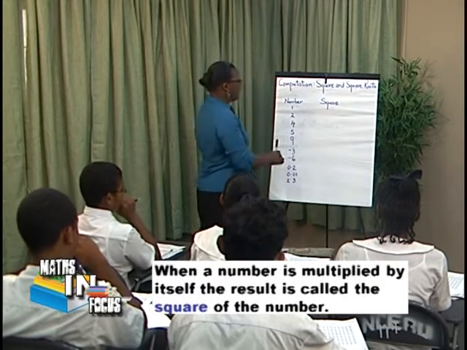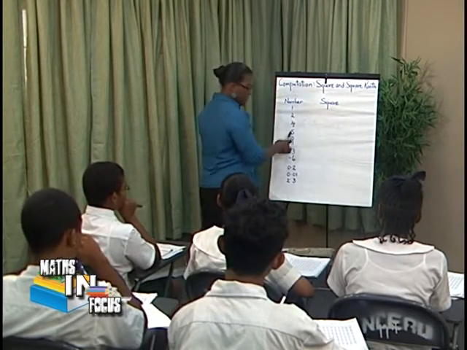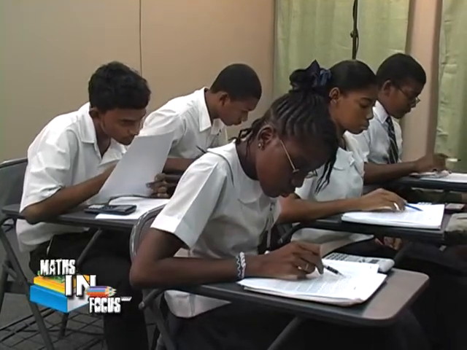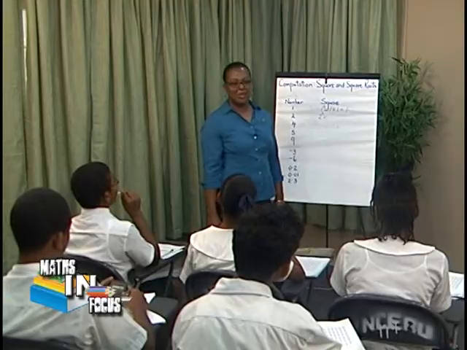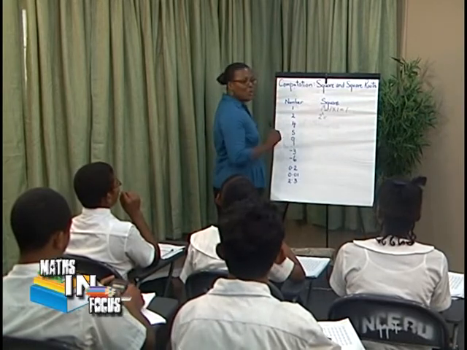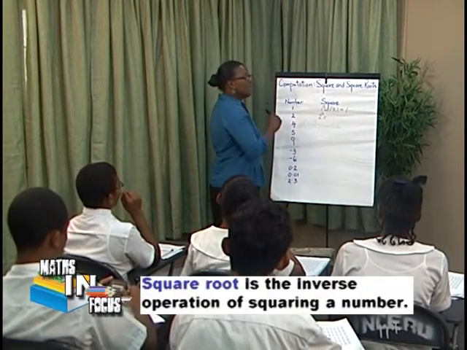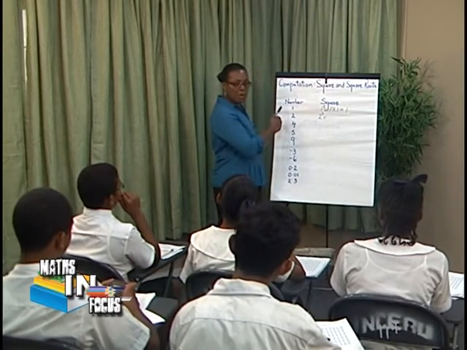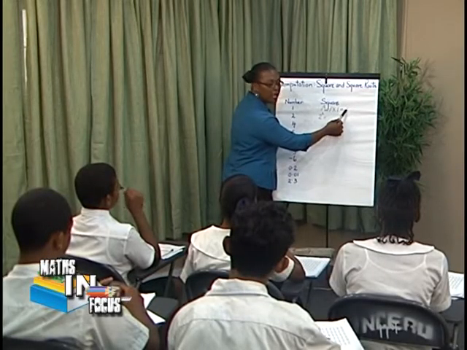Now let us explore and find the square of these numbers that are listed. So we're saying the square of a number is the number times itself. Good. So we'll start with 1. Here's how we write 1 squared. We say the square of a number is the number times itself, and when 1 is multiplied by 1, the product is 1.